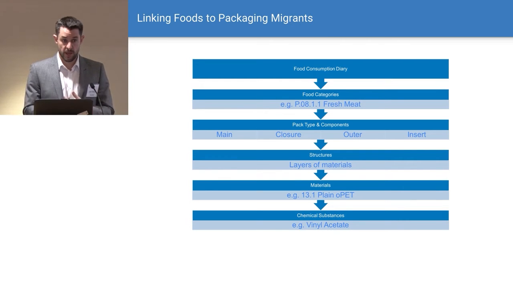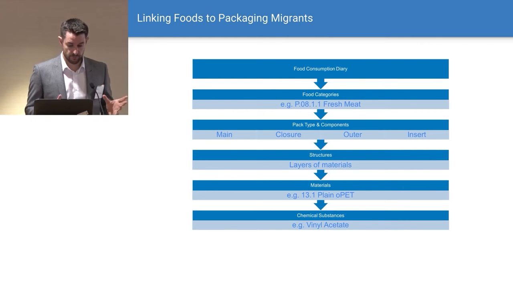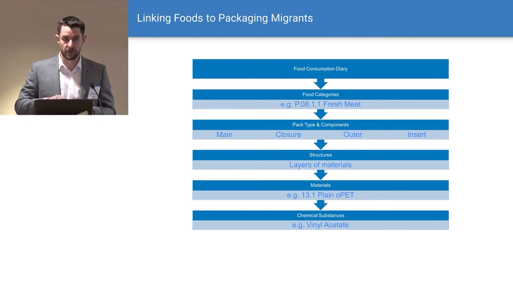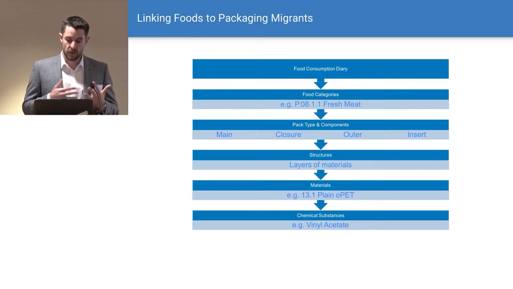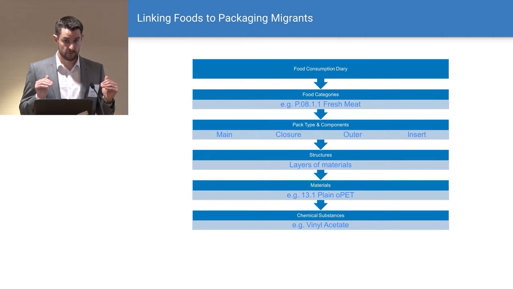The components are the main, so it'll be the main structure of the packaging. You could have a closure, which could be something like a sealed lidding or a screw top for a beverage bottle. You can have an outer, which would be like an outer wrap that would be used in food. And you can also have an insert. This would be in things like ready-to-eat meats or cheeses, or the drip trays that are present in meat trays. Those have direct food contact as well, so they're food packaging and they need to be considered. So we only looked at direct food contact materials.